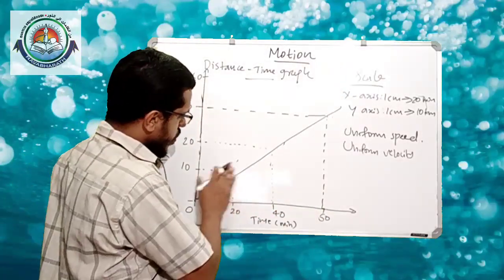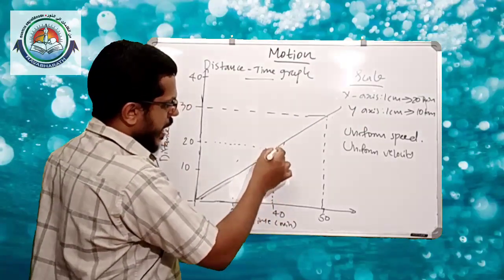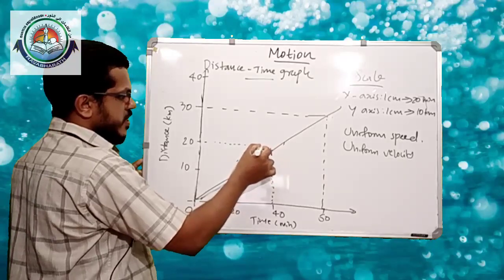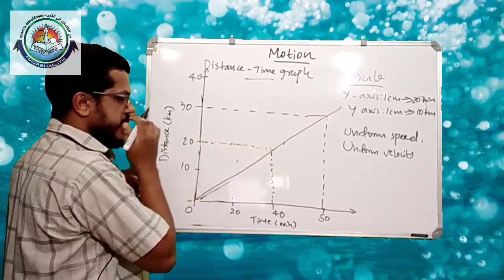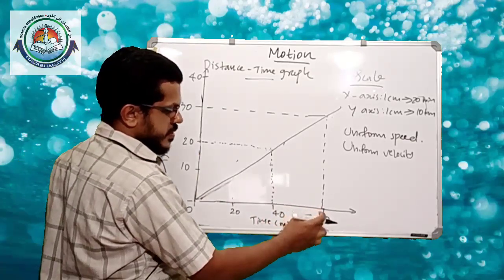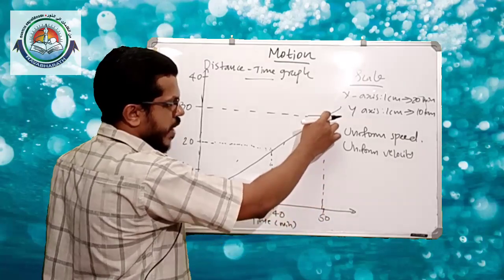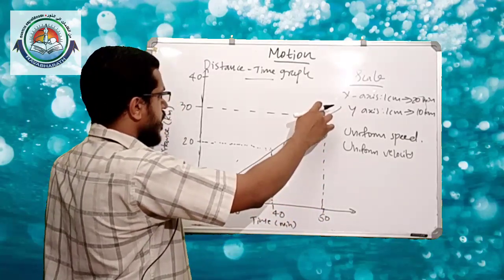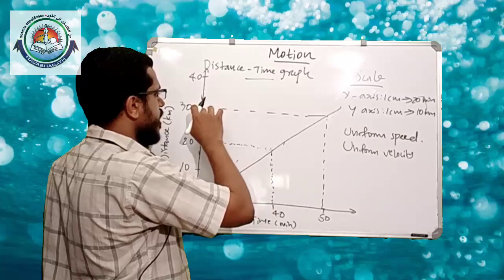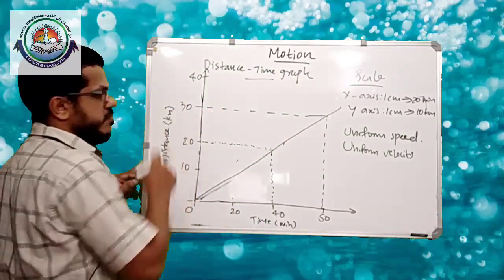Then first we have to draw a perpendicular line to the graph and again extend this perpendicular line to the y-axis. Then we get one point here, and for 60 minutes we also extend a perpendicular line to the graph. Again it is another perpendicular line to the y-axis. Then we get another point here.